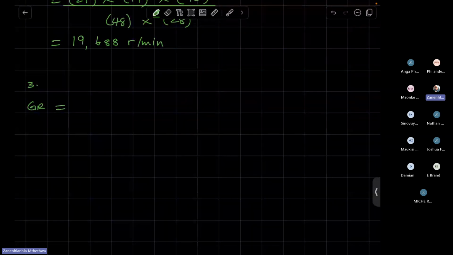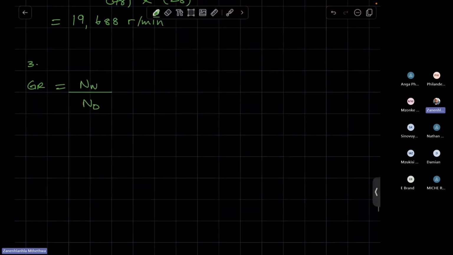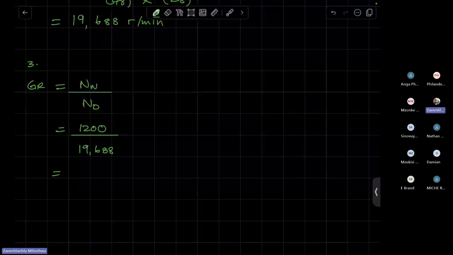Gear ratio primarily is expressed in terms of rotational frequency. We've identified that the input shaft is fitted onto the worm. So essentially, this being N in, this will be N worm divided by N out. And we've already established that the output shaft is fitted onto gear D, so this would be N D. And this is what would give you the gear ratio, velocity ratio, mechanical advantage. The rotational frequency of the worm is 1,200, all of this divided by the rotational frequency of D, which we calculated and got 19,688.